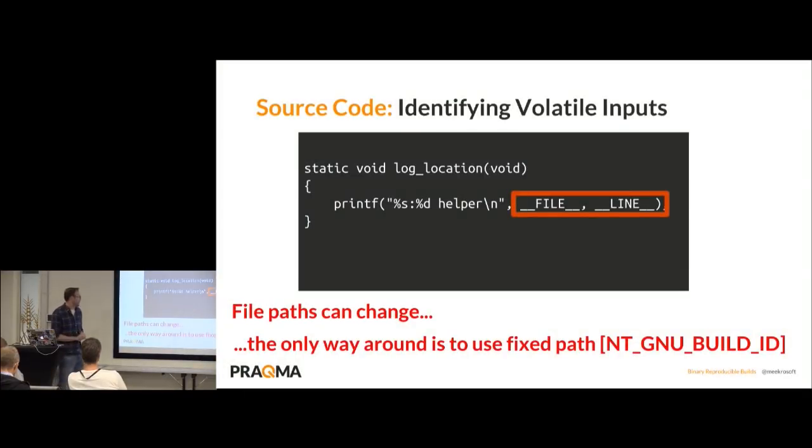Now, file paths are interesting as well, because in general, if you were to build this application twice, it would provide deterministic output, assuming that there was nothing else volatile in its inputs. However, if you were to build this same project in a different file path, then what would happen? It would have a different file. So this would be a volatile input.